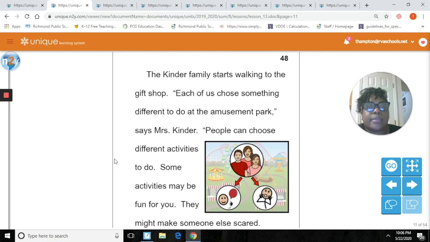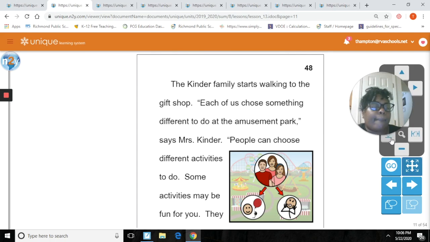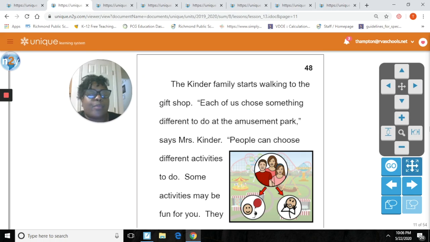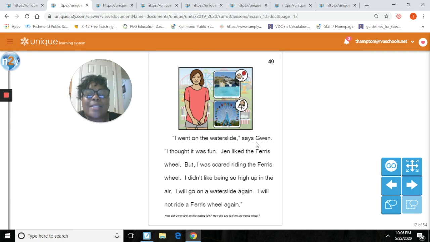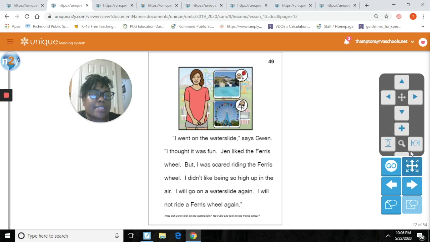All right. "I went on the water slide," says Gwen. "I thought it was fun. Jen liked the Ferris wheel, but I was scared riding the Ferris wheel. I didn't like being so high up in the air. I will go on a water slide again. I will not ride a Ferris wheel again." Okay? Let's see what our focus question says.